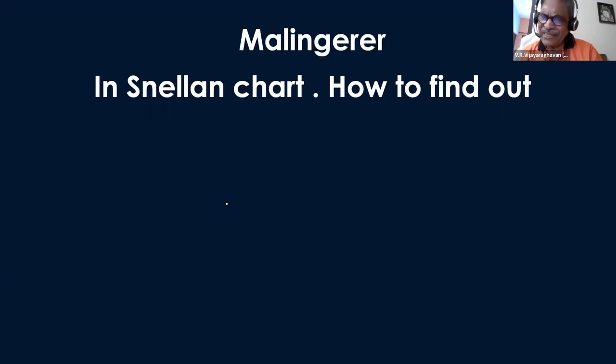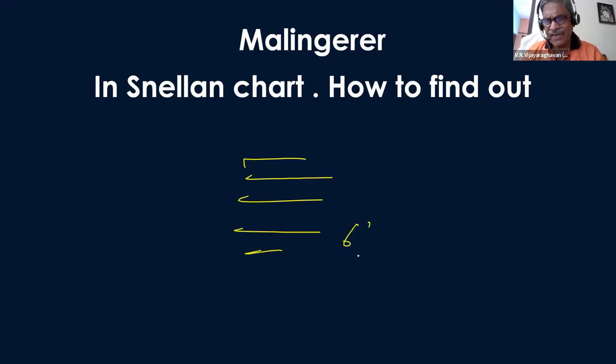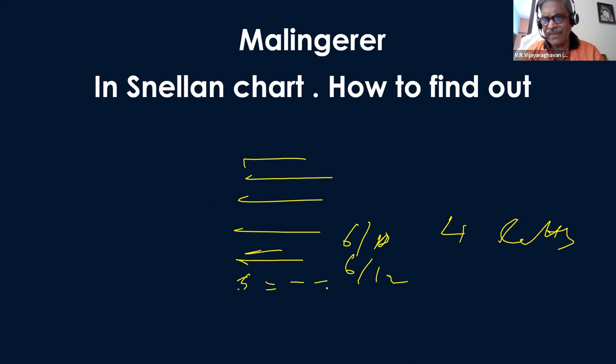But the Snellen chart itself, some of you may not know, is a malingering test. Suppose there are so many lines. Suppose I have the 6/18 line, which has four letters. Next is the 6/12 line, which has five letters. Now, the fellow tells you, sir, I am seeing only 6/18 only. In the 6/12 line, I am not able to see anything.